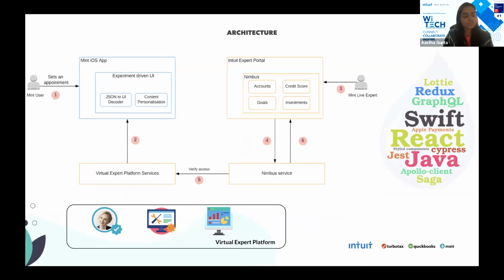Now, to support all of these experiments, the user-facing UI is defined as a JSON, and the app has a UI rendering infrastructure. Now, this infrastructure primarily has two components. One is the JSON to UI decoder, and the second is content personalization. This decoder decodes the UI config into the content for the screens.